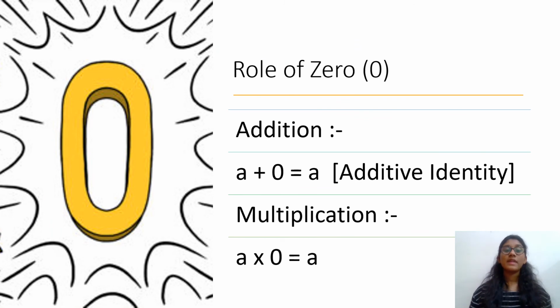Now let us look at the roles of a few numbers which are recognized in the field of mathematics. First, let us look at the role of 0 in addition. We know that any number a added to 0 gives you the same a, which is why 0 is also known as the additive identity. For multiplication, whenever you multiply any number a with 0, the answer is 0. Sorry, there's a typo here, but it's 0. Alright, and there is no specific name for 0 in the operation of multiplication.